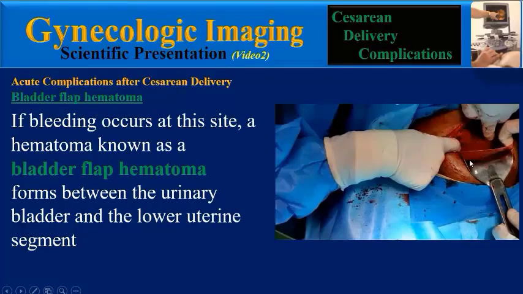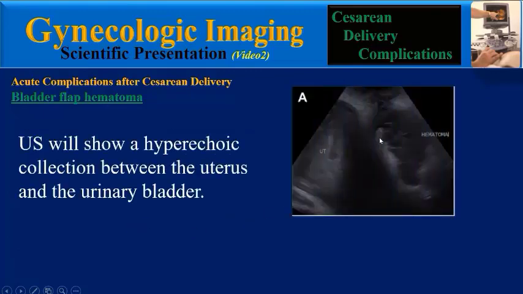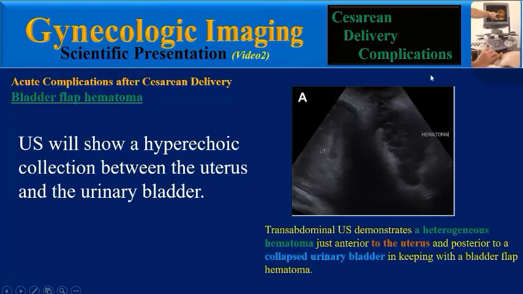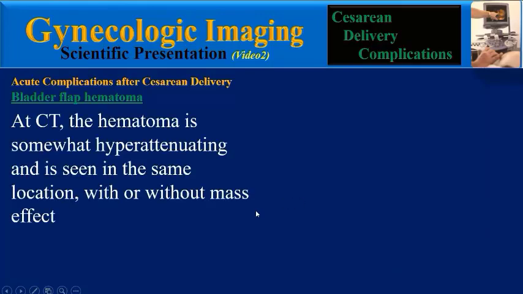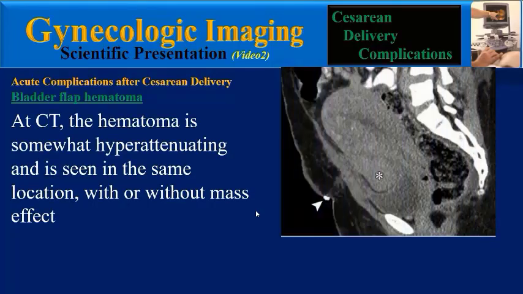If bleeding occurs at this site, a hematoma known as bladder flap hematoma forms between the urinary bladder and the lower uterine segment. Ultrasound will show a hyperechoic collection between the uterus and the urinary bladder. As we can see in this transabdominal ultrasound image, a heterogeneous hematoma just anterior to the uterus and posterior to the collapsed urinary bladder, in keeping with bladder flap hematoma. At CT, the hematoma is somewhat hyperattenuating and is seen in the same location, with or without mass effect.